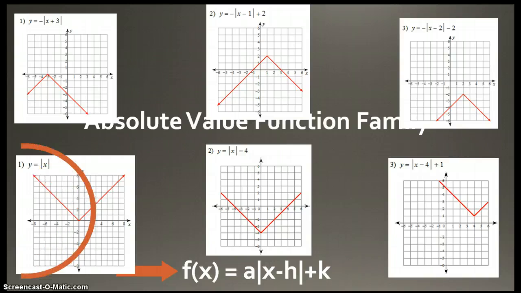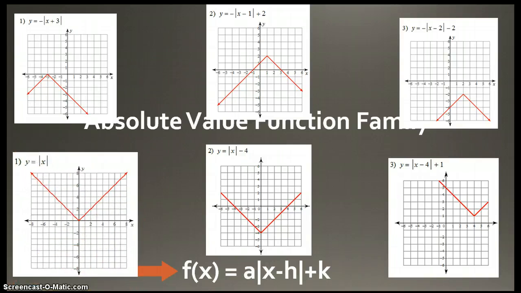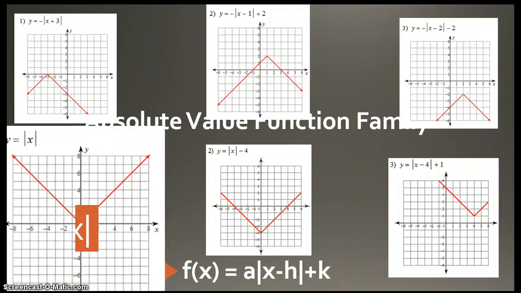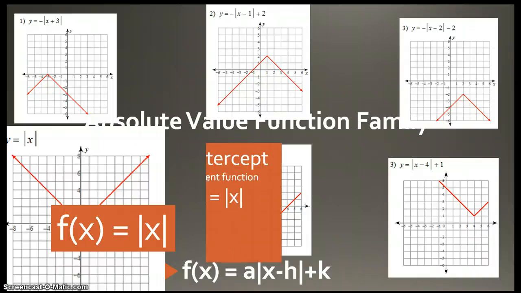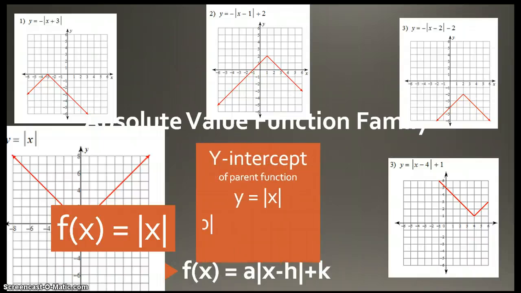The parent function of the absolute value function family is y equals the absolute value of x, or f of x equals the absolute value of x. To find the y-intercept of the parent function, again, we're going to plug 0 in for x. The absolute value of 0 is 0. So just like quadratic and linear, the y-intercept of the parent function is 0.